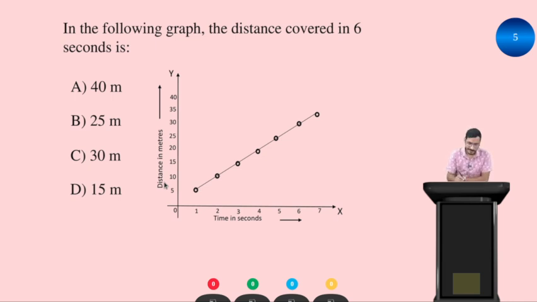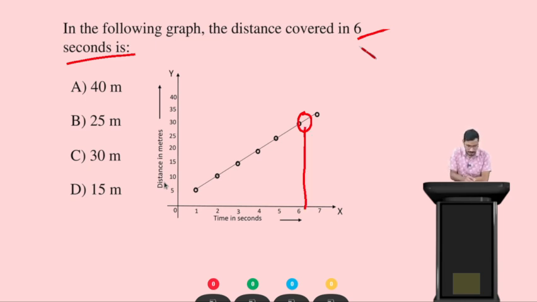Distance covered in 6 seconds. Students, time is up. The right answer is option C. You can see 6 seconds, so the distance is 30 meters. So the answer is 30 meters, option C. Option C is the right answer here.